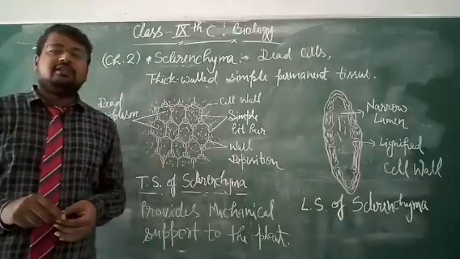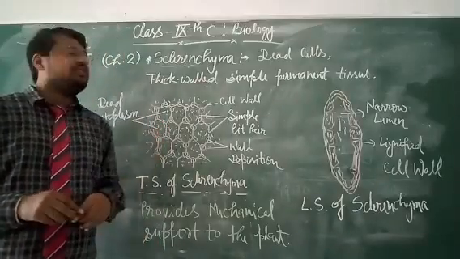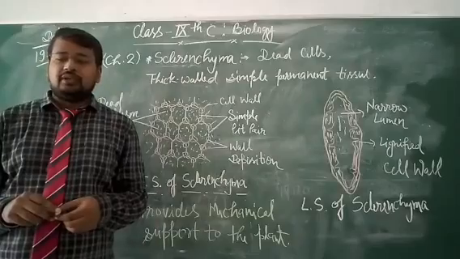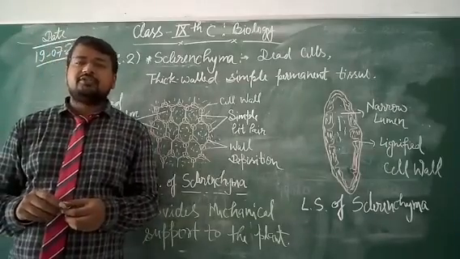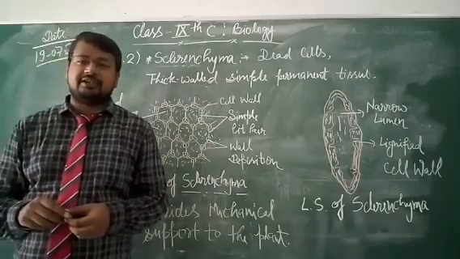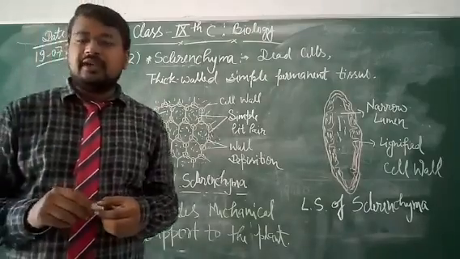So we were discussing the classification of Sclerenchyma tissues, and there are mainly two types of Sclerenchyma tissues. First one is fibers, second one is sclerates. So first our focus will be on fibers.